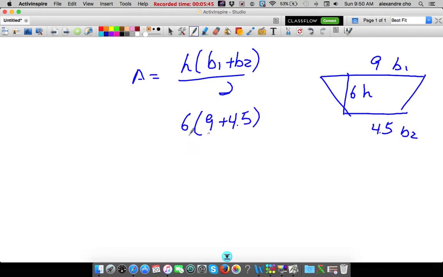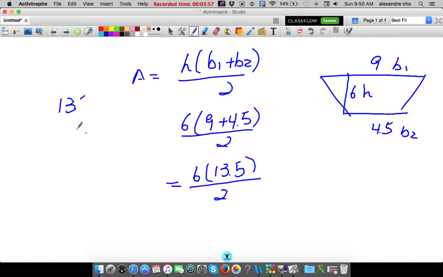I'm going to divide that by 2. So 9 plus 4.5 is 13.5. Okay, so I'm going to do this step by step. 13.5. I added my parentheses because that's the first thing I should do. And now I'm going to take that 13.5 and multiply it by 6. 6 times 5 is 30, carry the 3. 6 times 3 is 18, plus 3 is 21. And 6 times 1 is 6, 81.